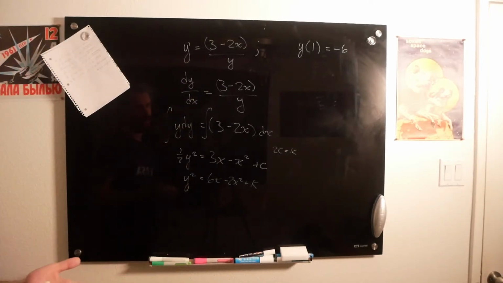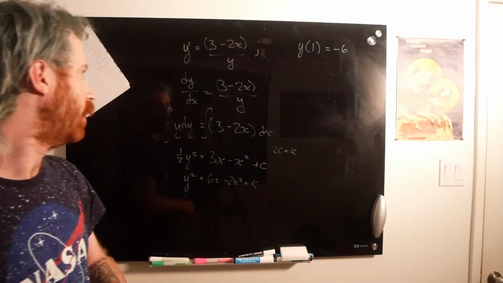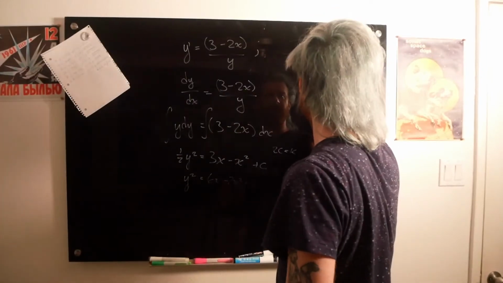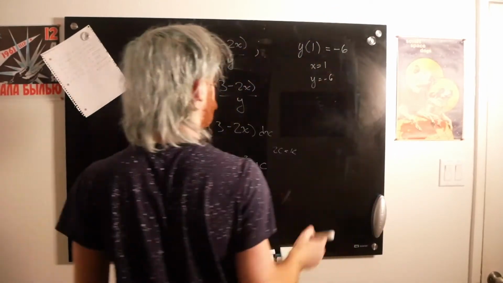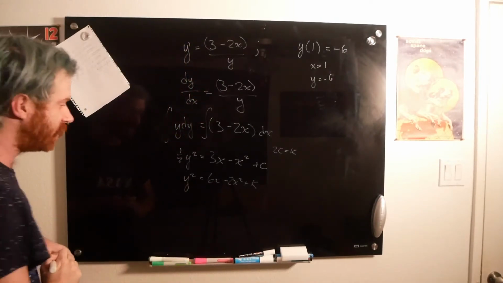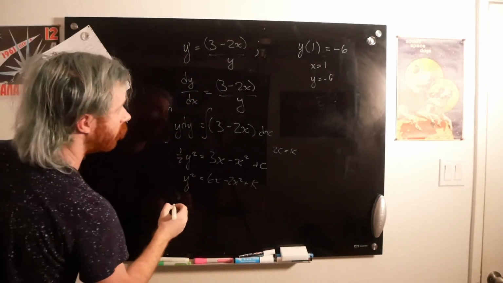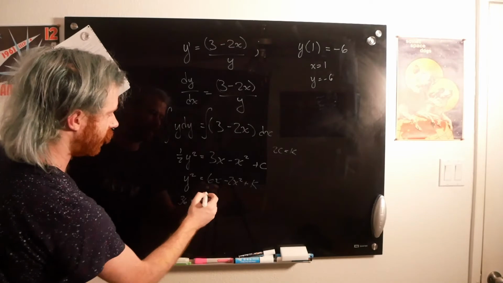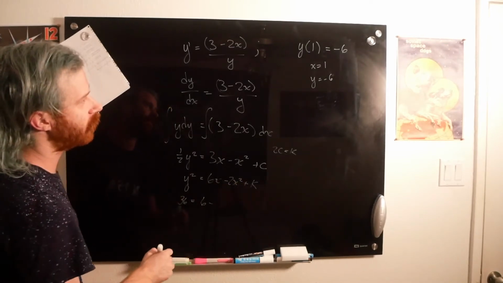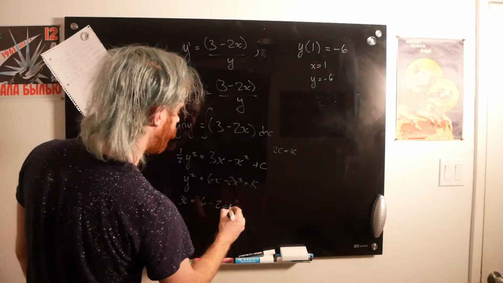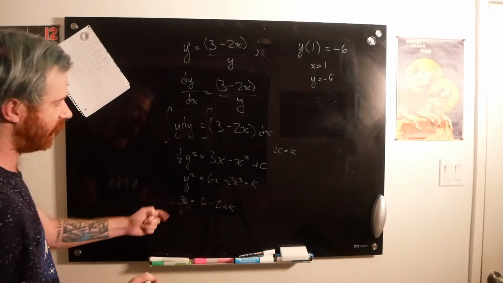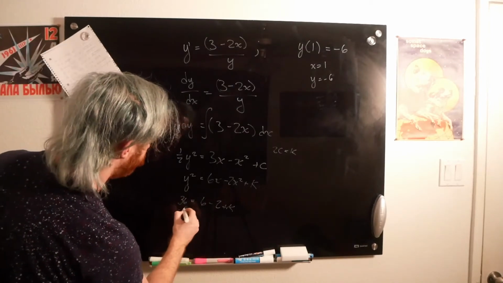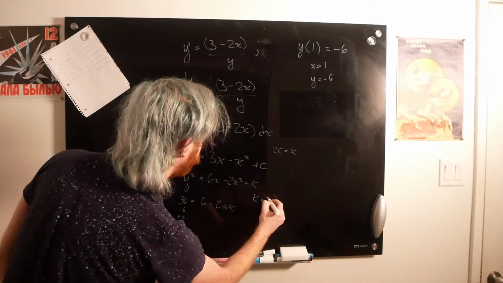So now we can solve for k. We're going to do that using this equation right here. We're going to say that x equals 1, y equals negative 6. So if x equals 1 and y equals negative 6, negative 6 squared is 36, which equals 6 times 1, which is 6, minus 2 times 1 squared, which is 2, plus k. So subtract 6, add 2, and k equals 32.